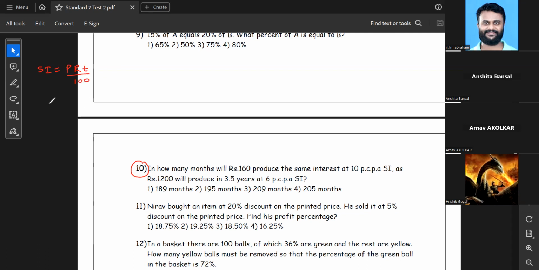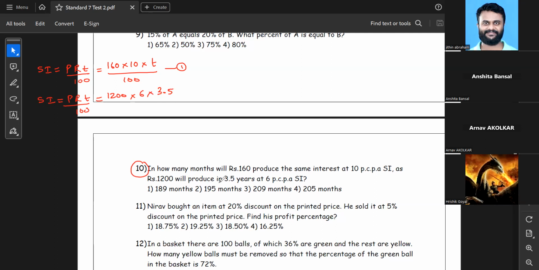Okay, now we have two cases. The first case is P is rupees 160 multiplied by rate of interest is 10 in this case, multiplied by months we will have to find. I'll write it as T upon 100. So this is the first case. In the second case, the simple interest again will be calculated using the same formula. But in the second case, they have given various values. So they have given the principal amount to be 1200. They have given the rate of interest to be 6. They have given the time to be 3.5.